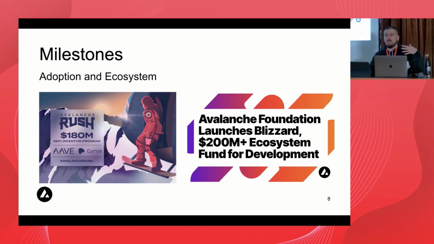Avalanche Rush was to target existing blue chip dApps in the Ethereum and other EVM ecosystems and get them to port over, like Aave and Curve, and there was a bunch of others. And so that was really when you start seeing, on the past chart, the transactions absolutely explode, around the time of last September, October, when we did Avalanche Rush.